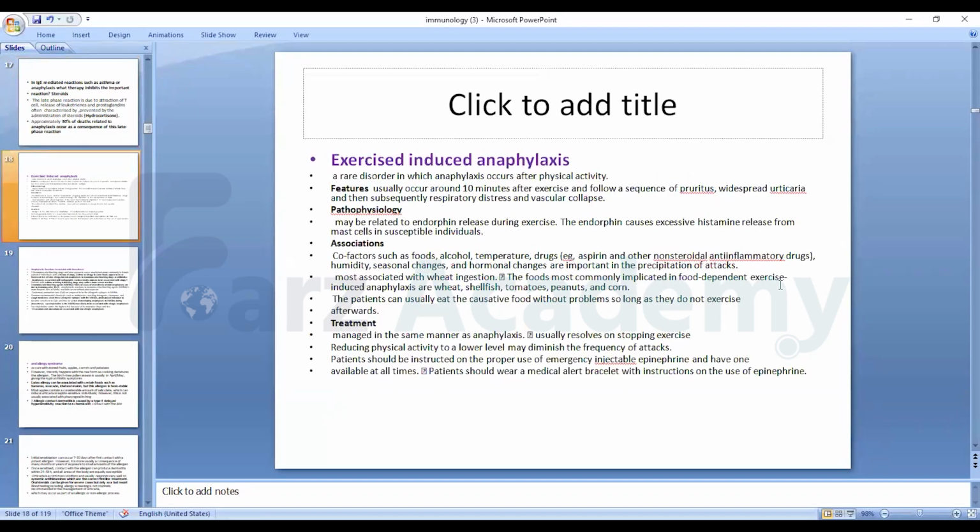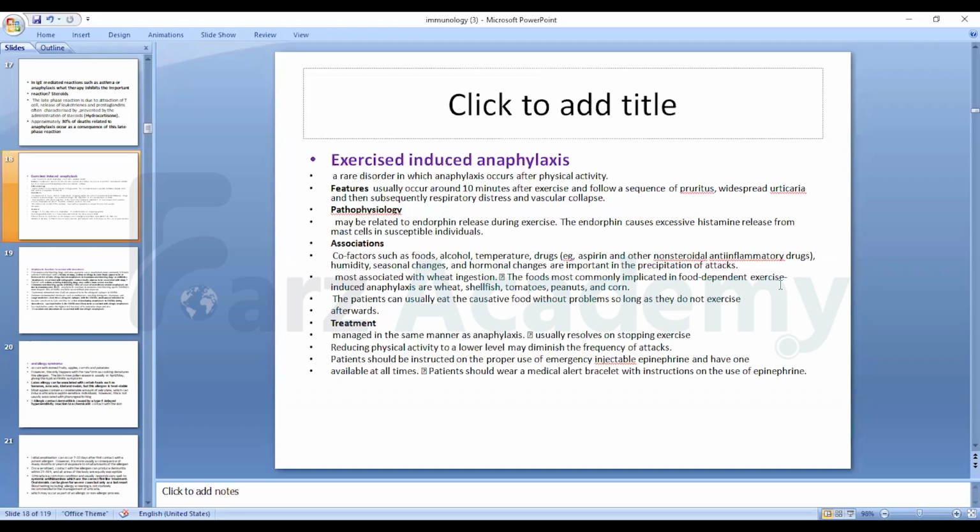So the next important topic is exercise induced anaphylaxis. It's a rare disorder in which anaphylaxis occurs after physical activity. Features usually occur around 10 minutes after exercise and follow a sequence of pruritus and widespread urticaria. The pathophysiology may be related to endorphin release during exercise. This question has come: endorphin release. The endorphin causes excessive histamine release from mast cells in susceptible individuals.